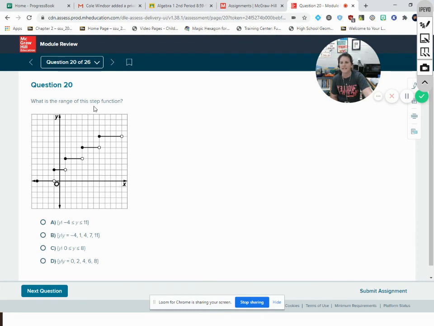Okay, it says, what is the range of the step function? So we're looking for the y values. Well, I can see for here, my y value is 0. For this little step, my y value is 2. For this step, my y value is 4, 6, 8. So 0, 2, 4, 6, and 8 are my y values for this function, so that is my range.